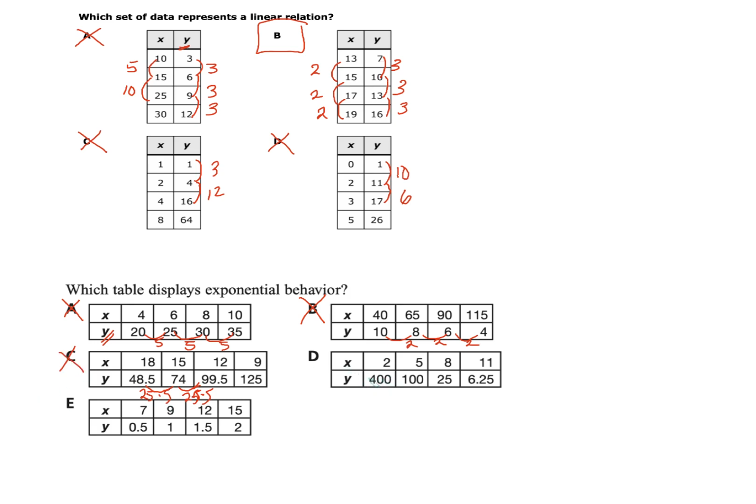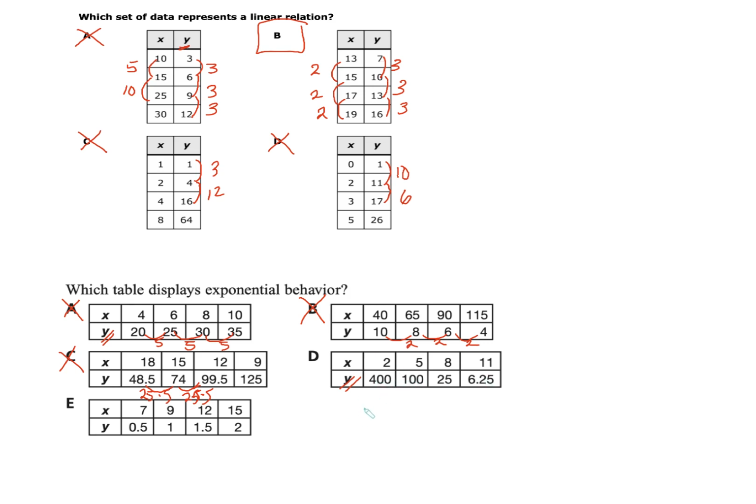Okay, let's look at D. Let's look at our Y values. So I see 400, 125, and 6.25. Now it's decreasing, and it's decreasing kind of drastically because you start with 400 and then you go to 100. So if you actually try to do the difference, you would see that it is not equal, because the difference between 400 and 100 is 300. 125 is 75. So we know right away that that's not linear.